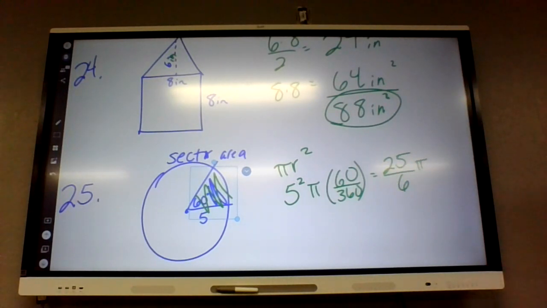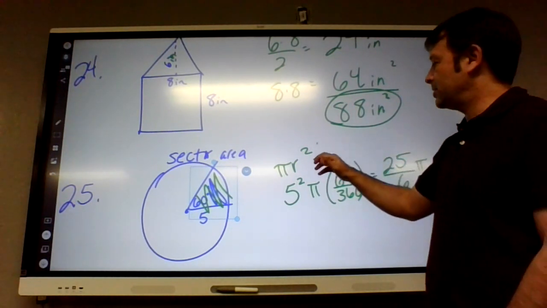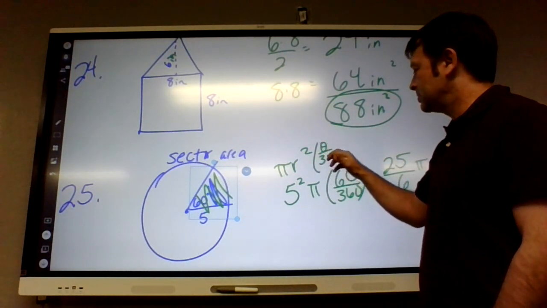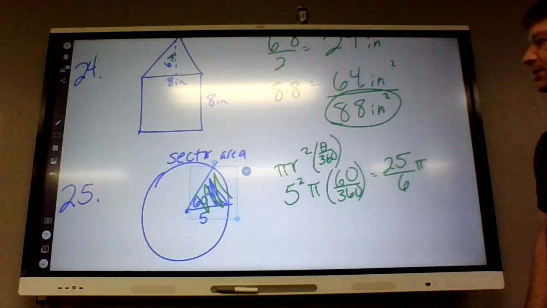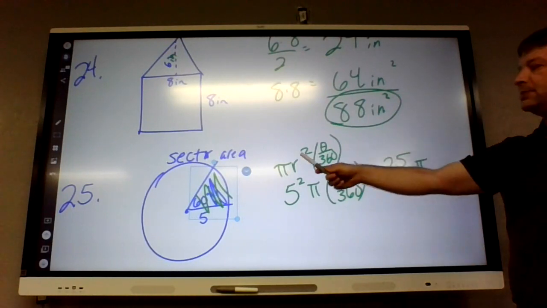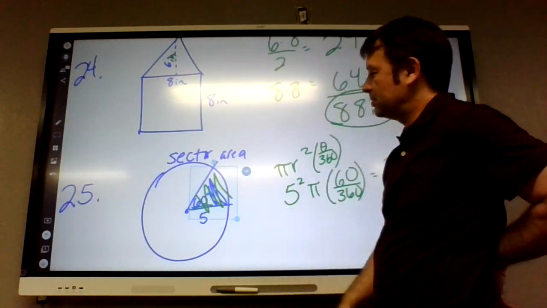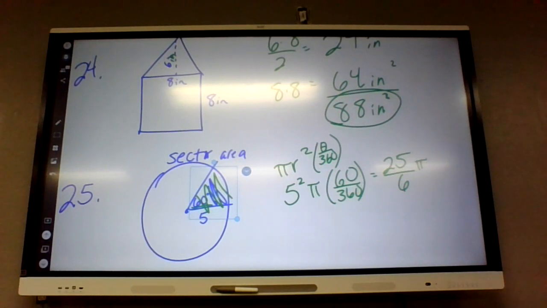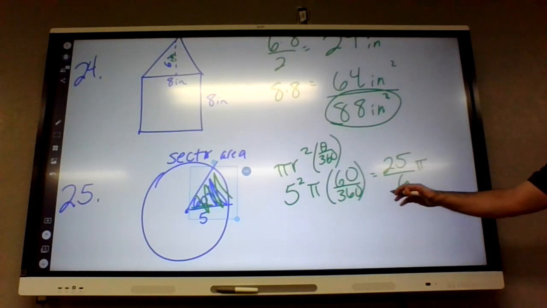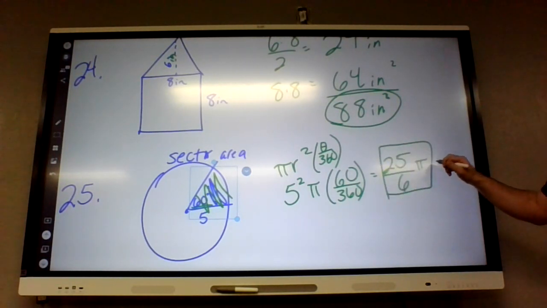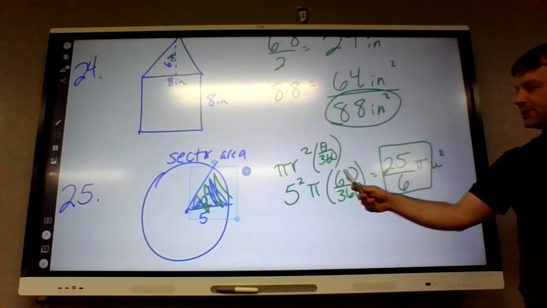Is there like a formula or something? Yes, it's pi r squared times theta over 360. Theta is the central angle. They'll give that on the test, right? Yeah. We're done. No, we're not done. I forgot to label it. Unit squared. Pi r squared times 60 over 360.